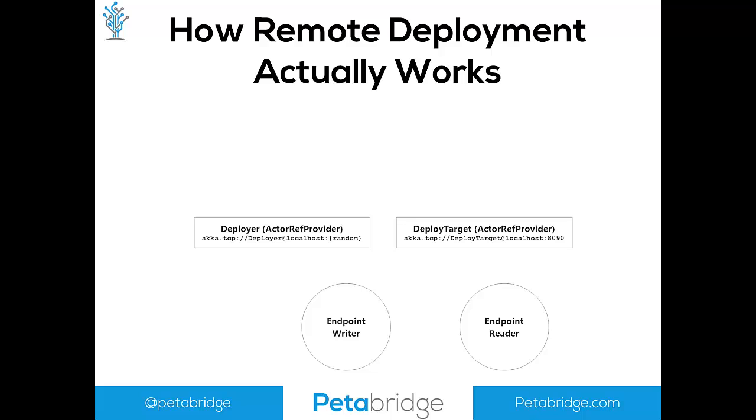So we have the 2 actor systems here, deployer on the left and deploy target on the right. So a call comes in to go and create an echo actor on deploy target.